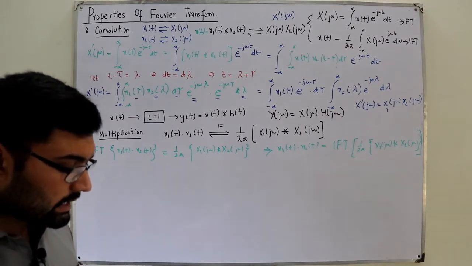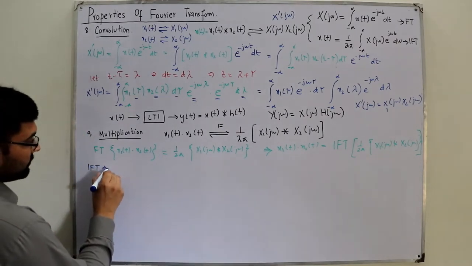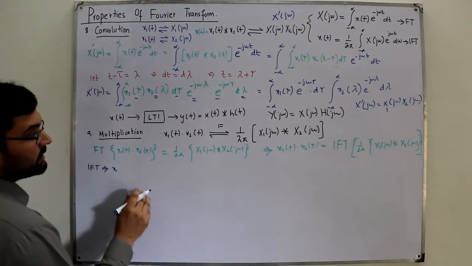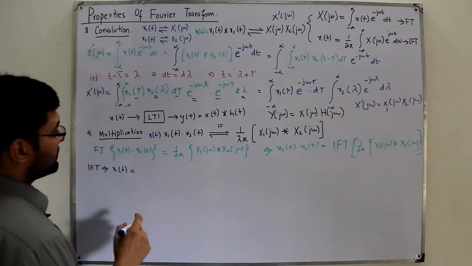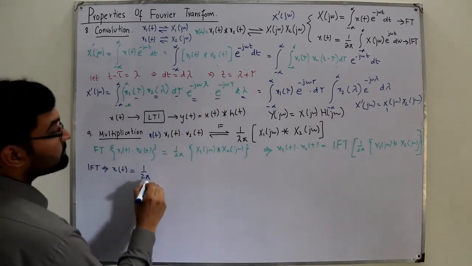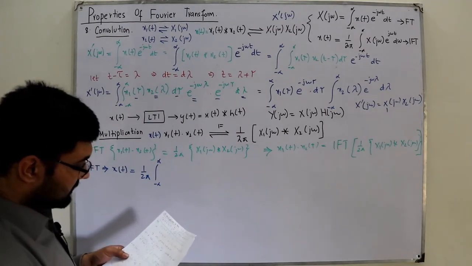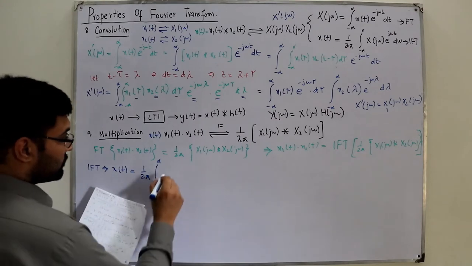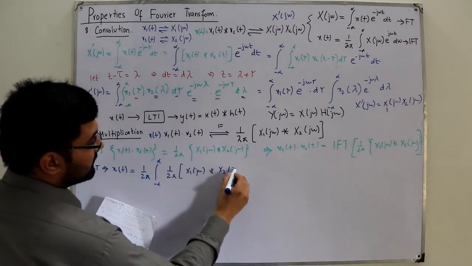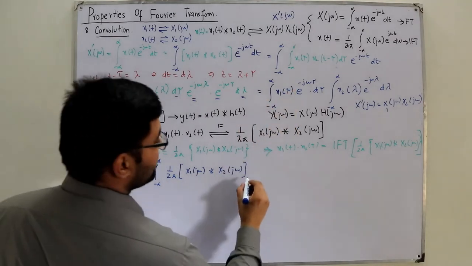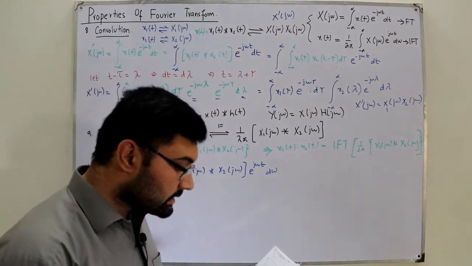Fine. So the formula for the inverse Fourier transform implies what? Let's say I am getting x of t. So x of t is equal to 1 upon 2 pi, integral from negative infinity to positive infinity, and you substitute the x of j omega over here. So it would be 1 over 2 pi into x1 of j omega convolved with x2 of j omega, and then you have an exponential of j omega t. The integration is with respect to omega. Is that fine till here? It is.